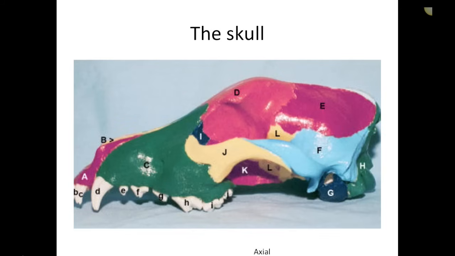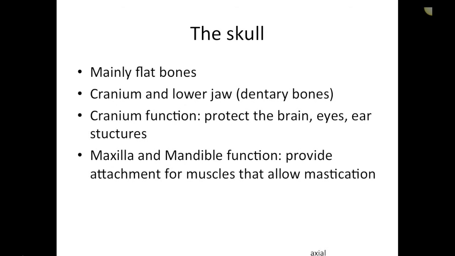So we'll go through the external bones of the skull. Now, the skull is mainly flat bones, as I mentioned earlier. It consists of the cranium and the lower jaw, so that's essentially the dentary bones. The cranium's function is to protect the brain, the eyes, the ear structures, and then the maxilla and the mandible are to provide attachment for muscles that allow for mastication. And that, of course, is eating.